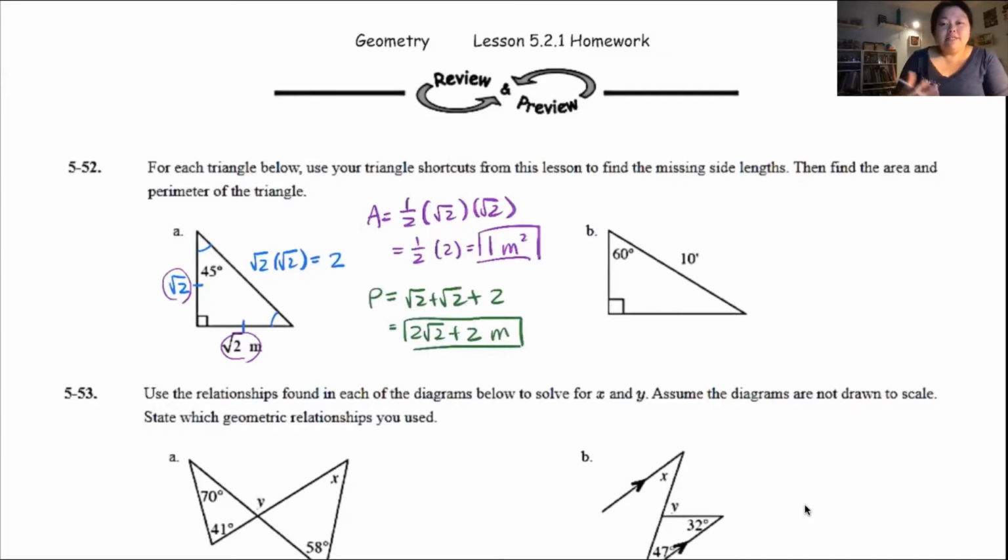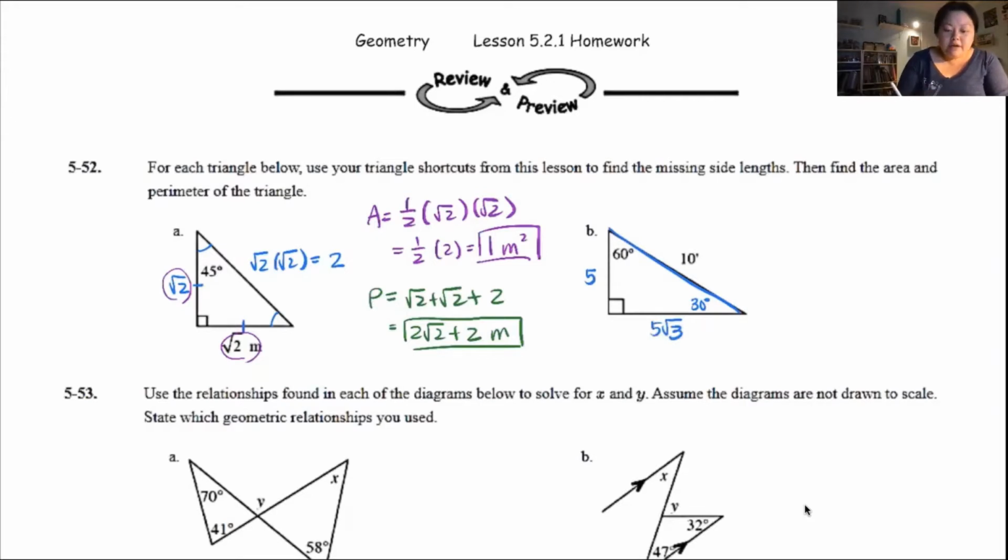Now we have a 30, 60, 90 triangle. Because I see the 60 and I see the 90, this must be the 30 degrees. And I also see the hypotenuse is 10. So remember, if the hypotenuse is 10, then that means half of that is my shortest side. Half of that is going to be 5. And then the long leg is going to be 5 root 3. It's going to be the short side times root 3.